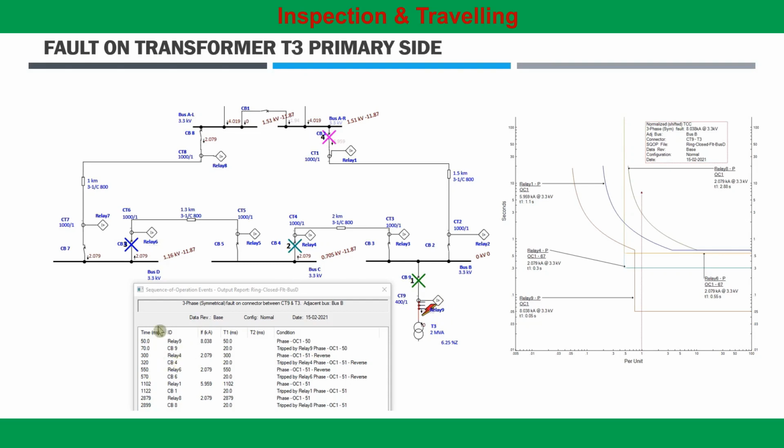Then relay 6 operates in 550 millisecond. If relay 6 fails to operate, relay 1 will operate approximately at 1.1 second, and then relay 8 operates. So if you look at the normalized TCC generated by ETAP for the fault on the primary side of the transformer, which is shown by this fault current arrow as a 1 per unit value, the relays will operate in this sequence, which is already shown as a sequence of operation events.